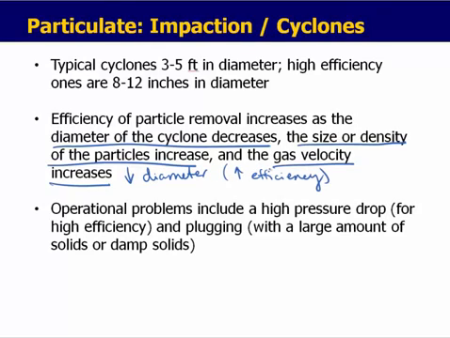The operational problems that are common with cyclones are that there is a high pressure drop across the system, and so you need to limit that pressure drop as much as possible. And finally, they can be prone to plugging with a large amount of solids that are damp and clog that hopper, that outlet, especially if you're using a high efficiency system which has a small diameter.